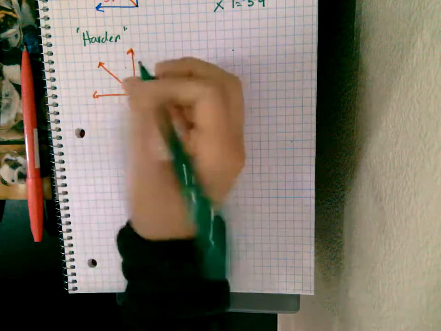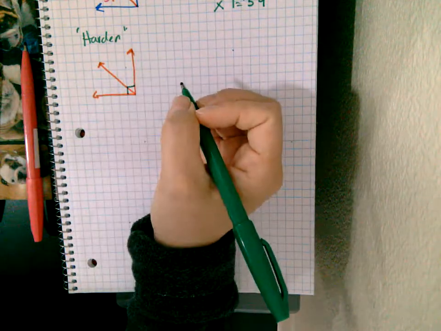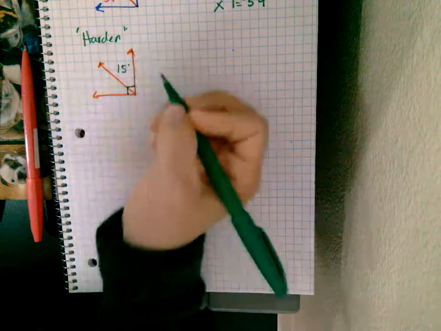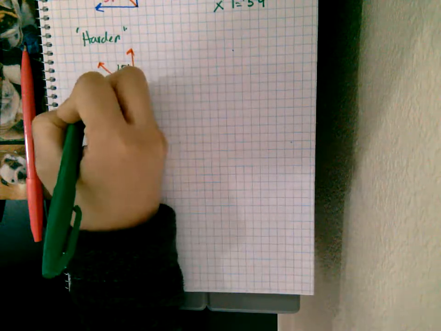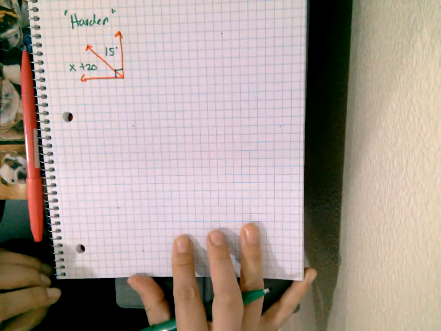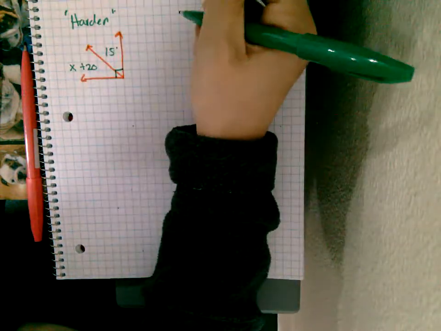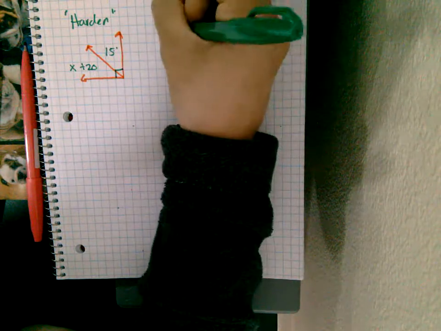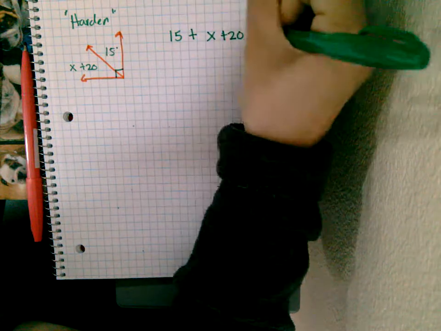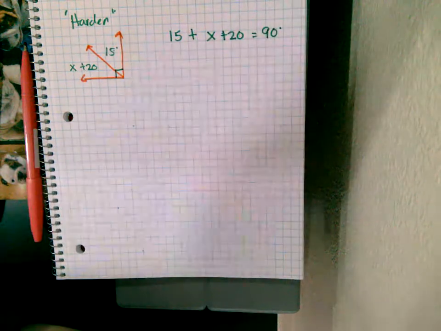We have two angles that add up to 90 degrees. You know they're called complementary. Let's say I have 15 is this one, and then this one is x plus 20. So what we do is we're going to go 15 plus x plus 20 is equal to 90 degrees.